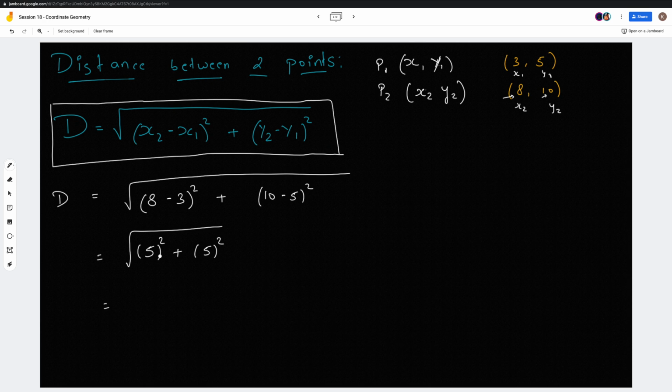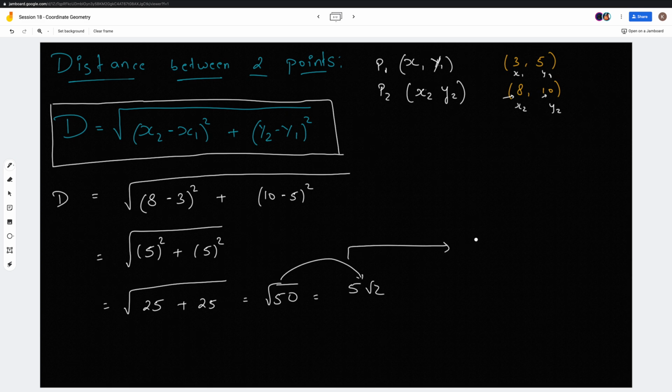So what is 5 square? 5 times 5 is 25, and this one 5 times 5 is 25, that is nothing but root 50. Root 50 can be simplified as 5 root 2. This is a process, and for you to understand this process we need to understand a new concept called surds.